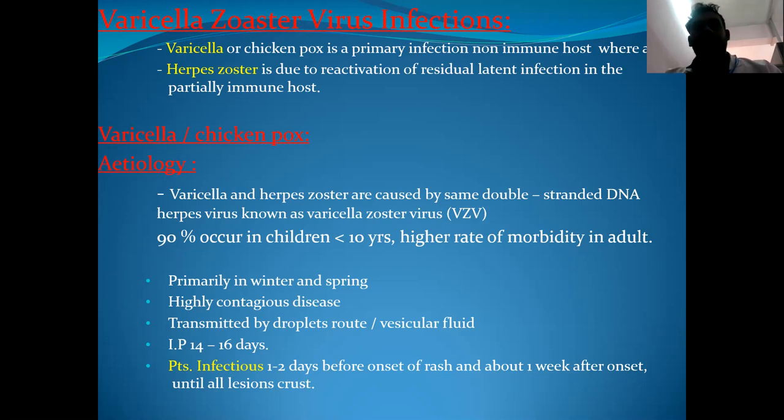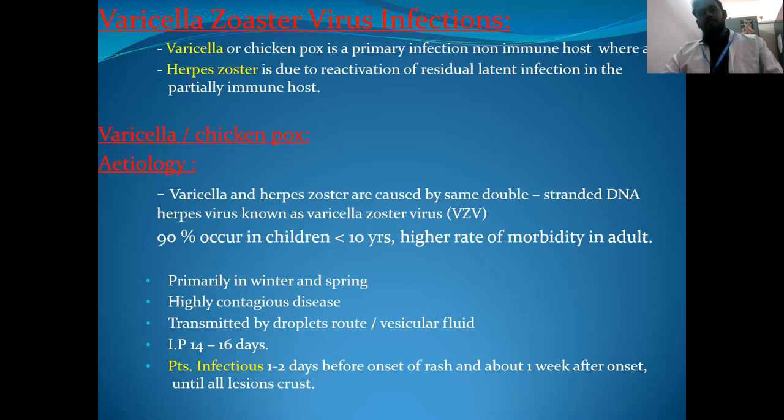90% of the infections occur in children less than 10 years. And if it happens in an adult, they have a higher rate of morbidity. Varicella zoster virus infections are known to occur primarily during the winter and also during the spring season. It is a highly contagious disease, and it is transmitted through droplets or vesicular fluid. The incubation period of varicella zoster virus is generally around 2 weeks, 10 to 14 days.